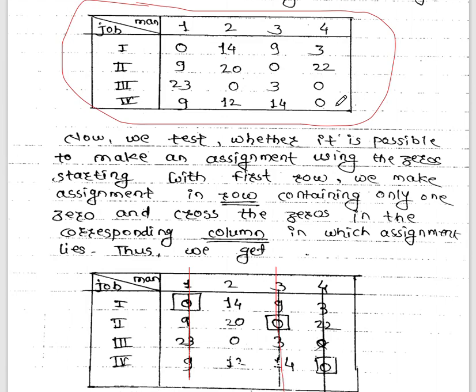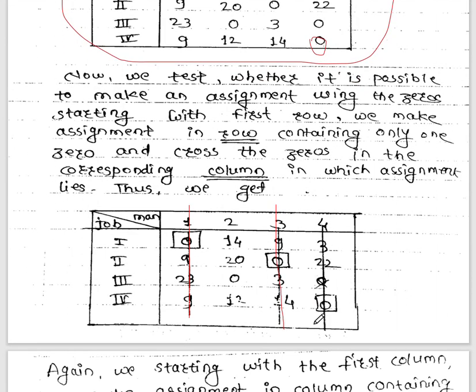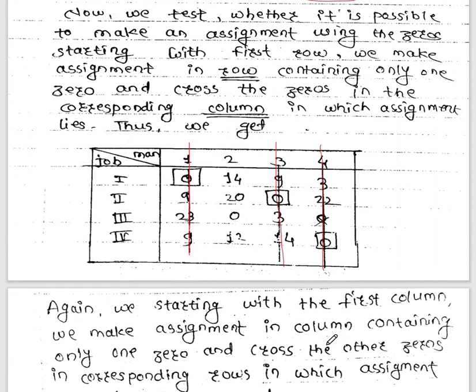So therefore we cannot make 0 assignment in the third row, but we can make the 0 assignment at the fourth row. Okay, so therefore we can make here a box for the 0 assignment and cross the column. Okay, so here we make the 0 assignment in each row. Okay, but also we have to make 0 assignment in each column.